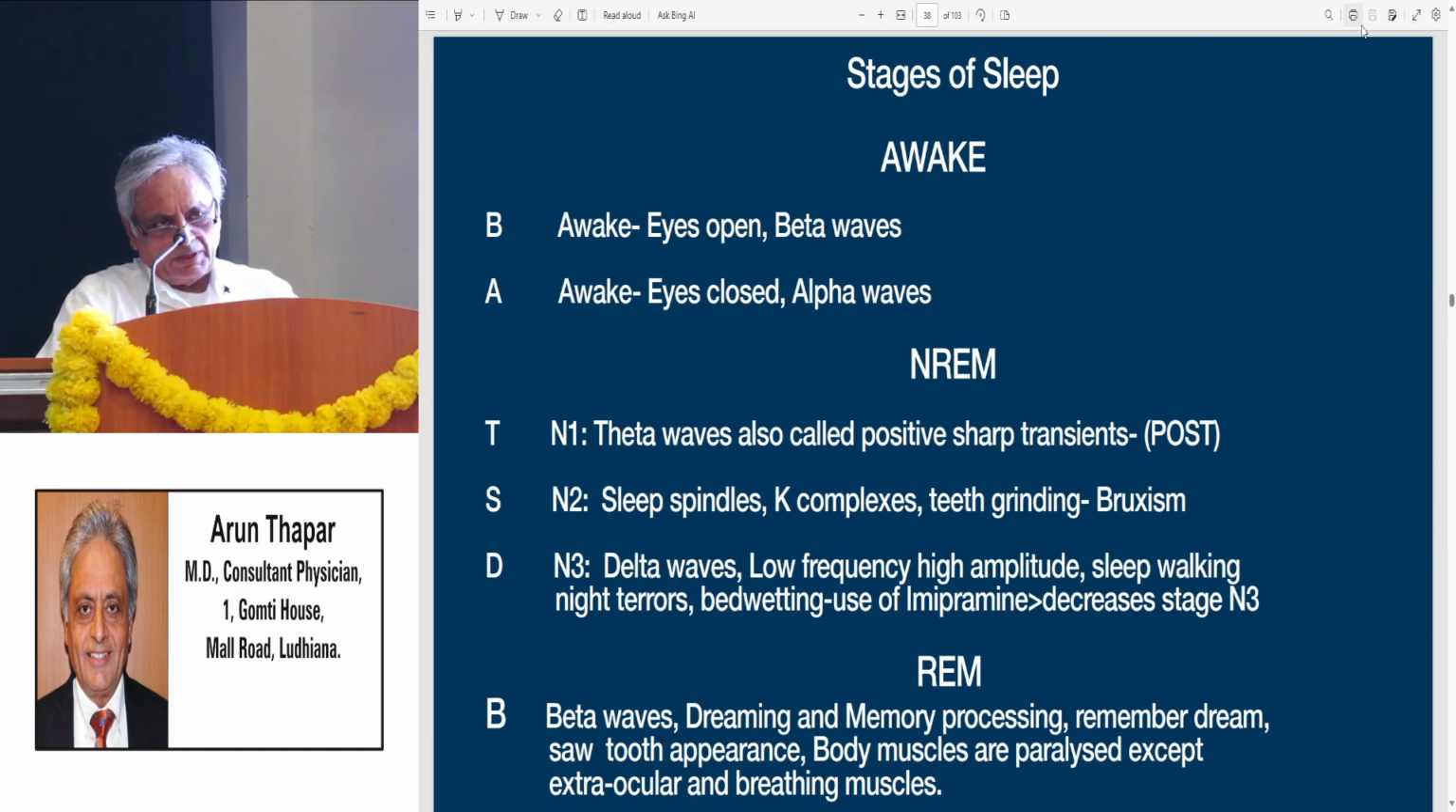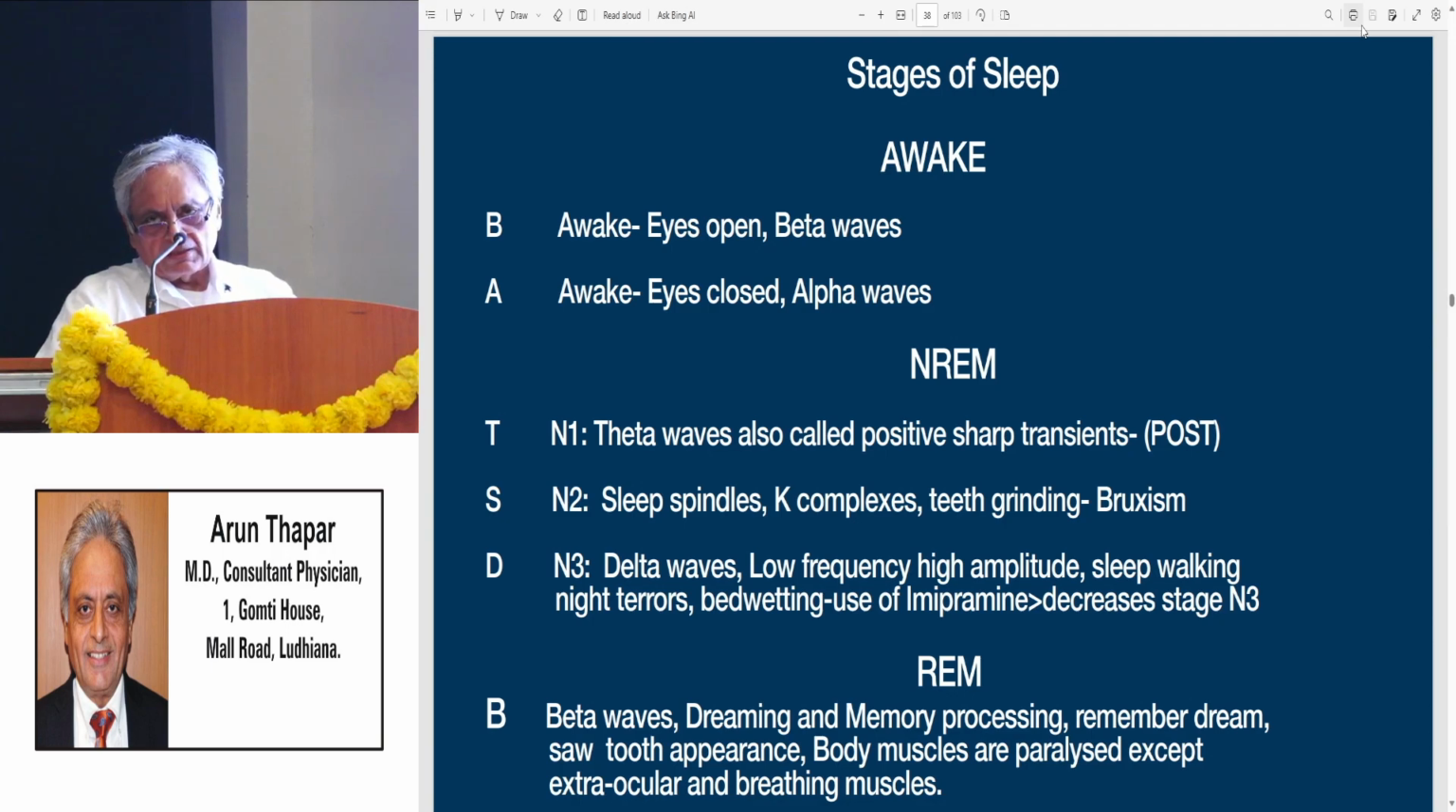Then again, in the awake state, if you have the eyes closed, the alpha waves set in. That's the A part of the bat. For non-REM sleep, the first is N1, the theta waves. The T stands for theta waves, also called positive sharp transients or POST.